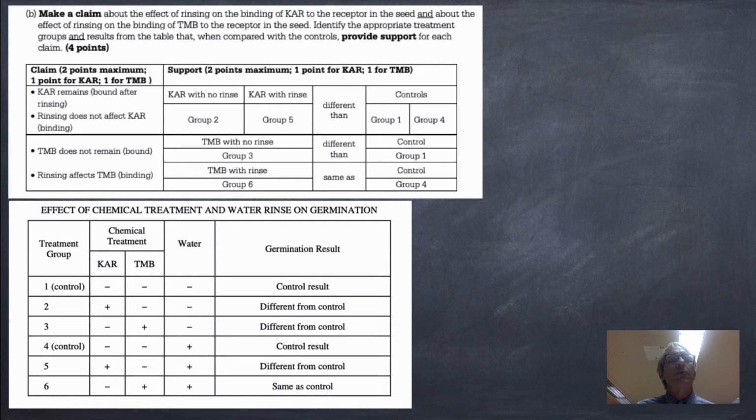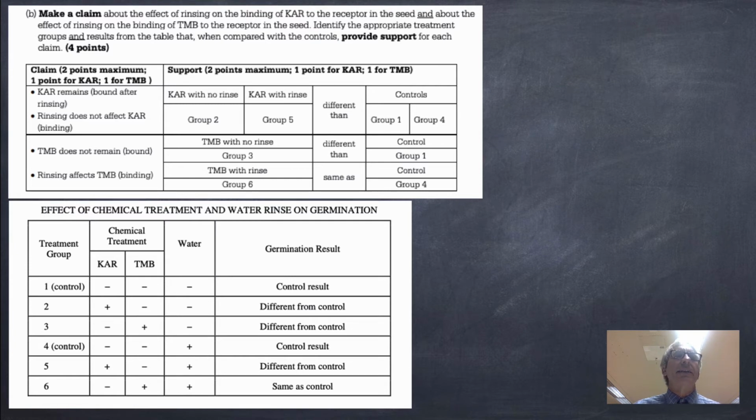If you claimed that KAR remains bound after rinsing, or you said rinsing doesn't affect the KAR binding, you need to compare group 2 to group 5, with no rinse and with a rinse, and notice that that is different than control groups 1 and 4.